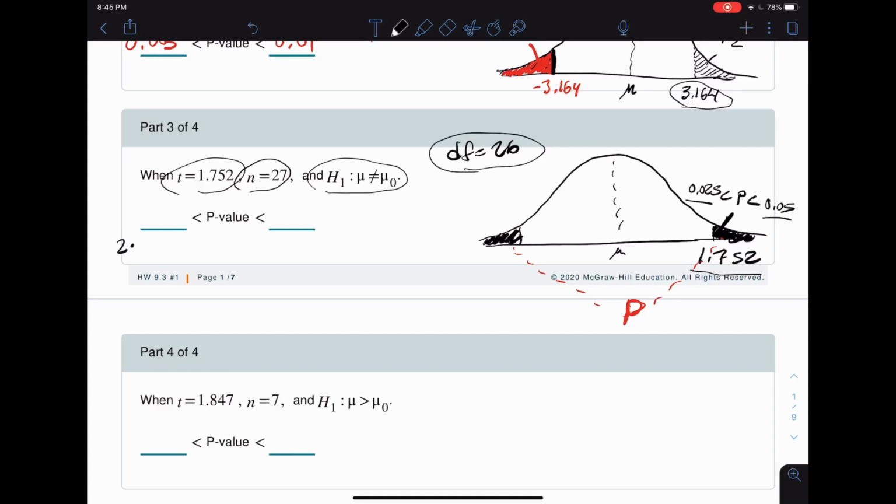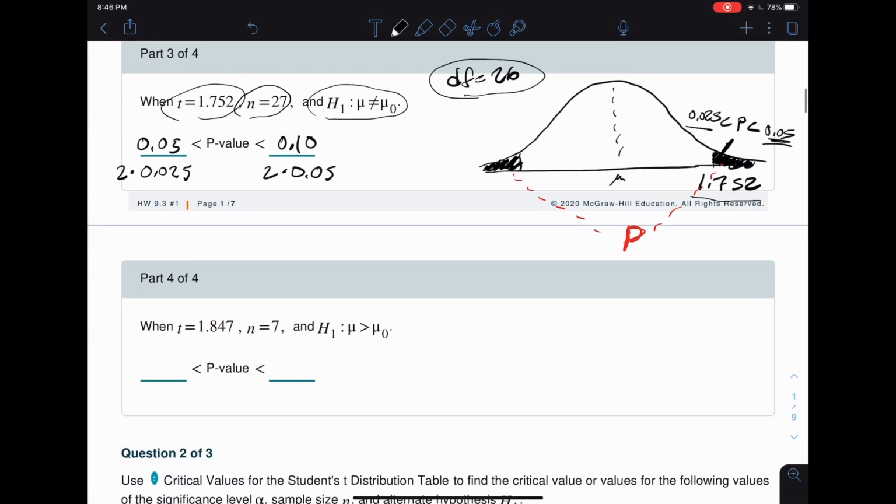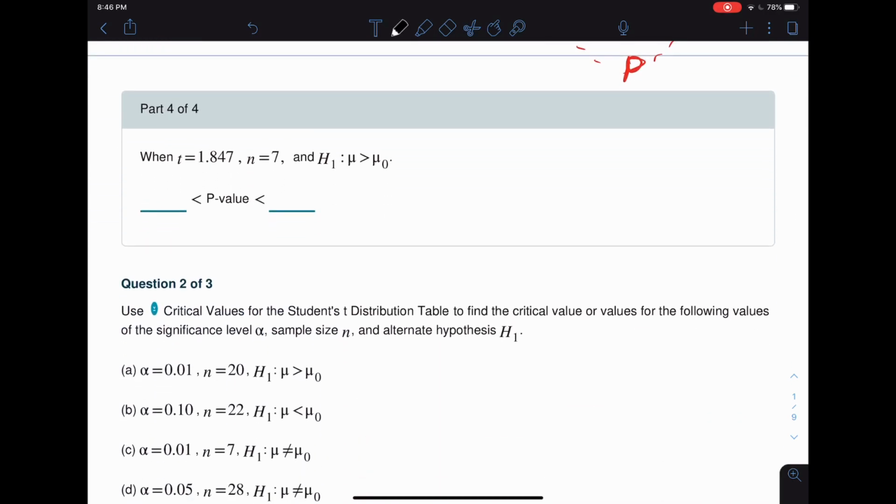So let me do that over here. I've got to double this 0.025. And so 0.025 times 2 is 0.05. And the other value was 0.05, so I've got to double that. And when I double that, I get 0.10 or 0.1, however you want to write that. And one more to do, p-value wise.